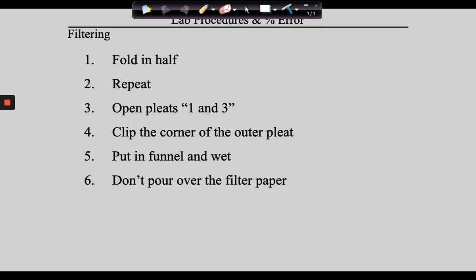Then, when you're filtering, guys, make sure that you do not pour liquid in this above the edge of the filter paper, or it leaks around, and you're going to get stuff contaminating your filtrate, and that's a bad thing.